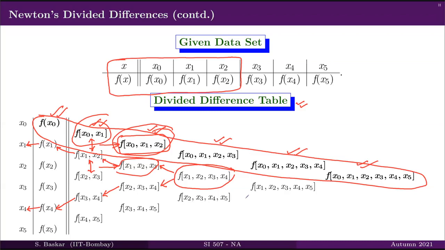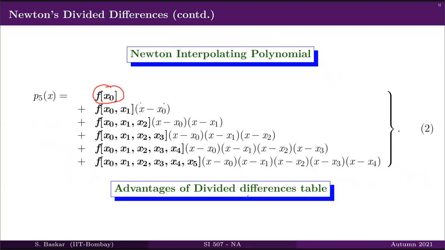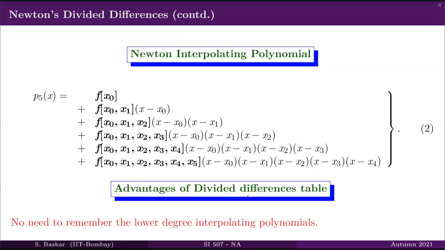That is also important. Further, if I ask you to indicate how you computed certain terms, for instance, f of x1, x2, x3, and x4, then you will have to also draw the arrows and show how you computed them, just like how I did above. What is the advantage of these divided differences? Now it is very apparent that you don't need to remember the lower degree interpolating polynomials at all. You can simply compute them using this simple formula, right? That is the advantage of the divided difference table. With the divided difference notation, therefore, Newton's form of interpolating polynomial becomes more computationally efficient than Lagrange form of interpolating polynomial.